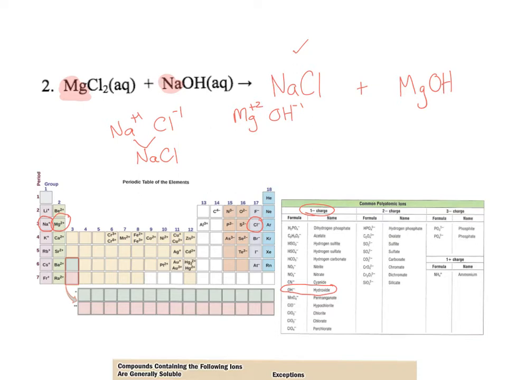So these numbers have to add to 0. So if I have +2, I need to have -2. So I'm going to bring another OH. So the formula is like this: 1 magnesium and 2 hydroxides. Do you see that? So it has to be written like this.